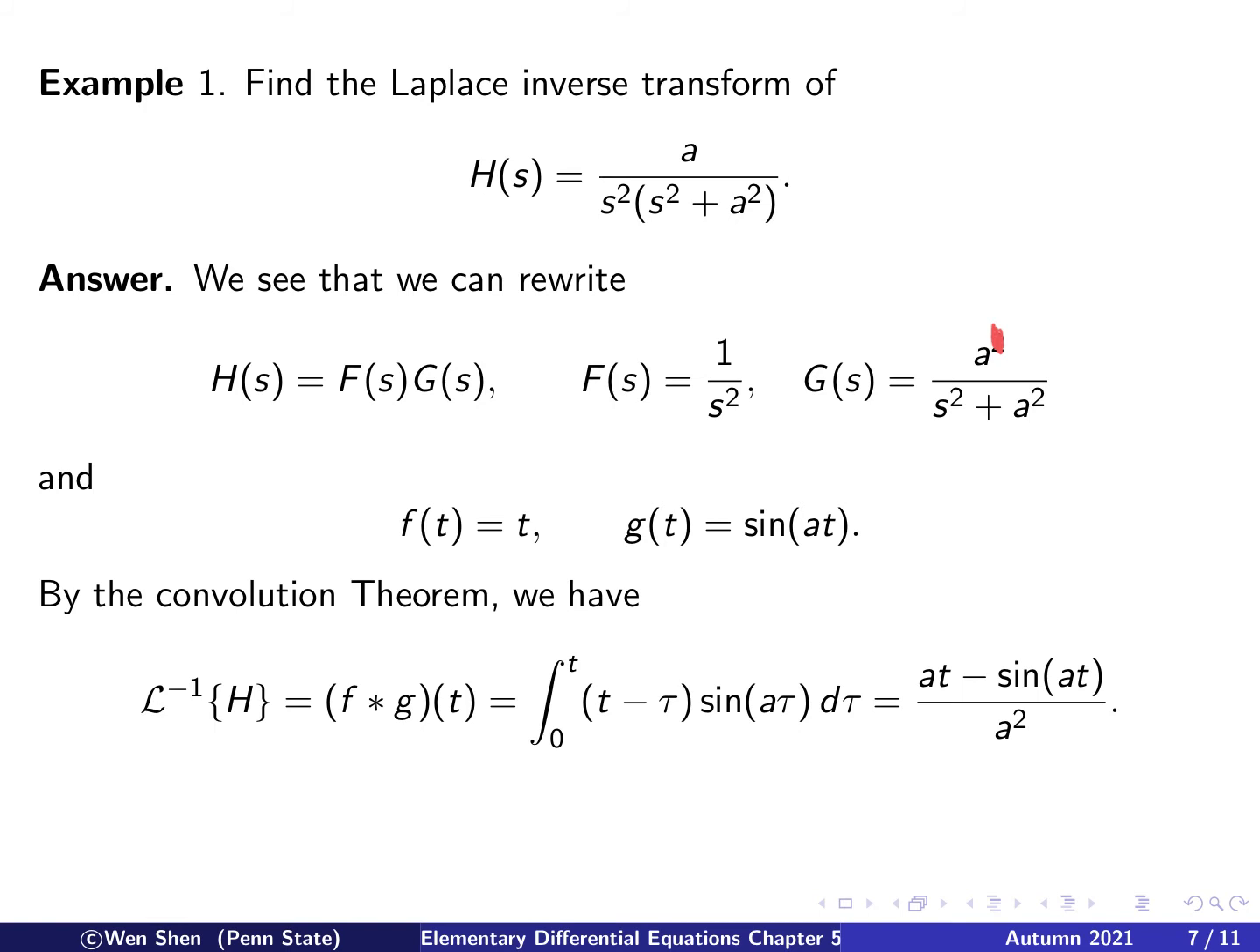Now we can use the convolution theorem and compute the inverse Laplace transform as the convolution of little f with g. So little f is evaluated at t minus tau, which is t minus tau, and then sine of a times tau d tau. It's a bit of work to work out this integral, and I skip the details. If you work it out, that is what you will get.